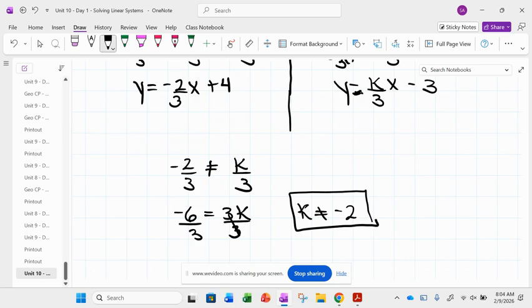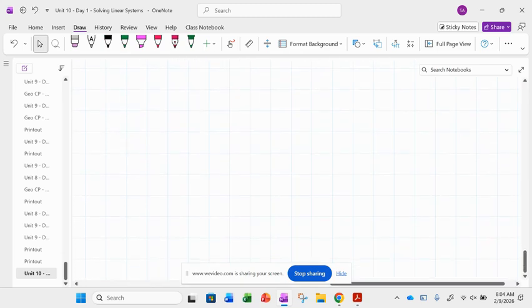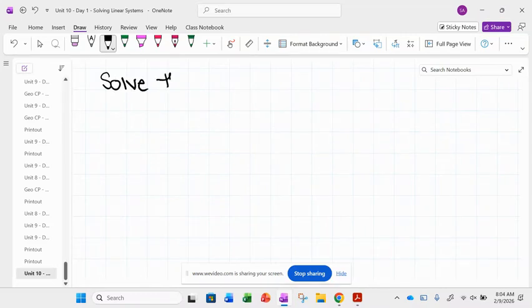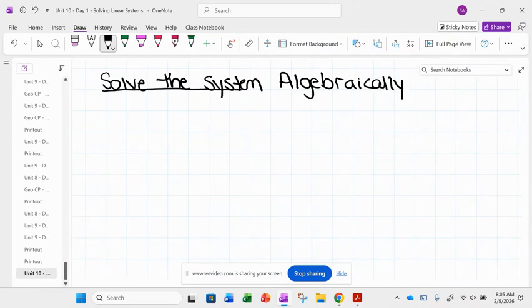Okay, so now let's talk about solving systems algebraically. There's two methods when we're solving algebraically. There's one that we could use we call substitution. The other one is elimination. You did this in Algebra 1. You did it again in geometry. We're pulling it back in for Algebra 2. So let's look at the substitution method first.